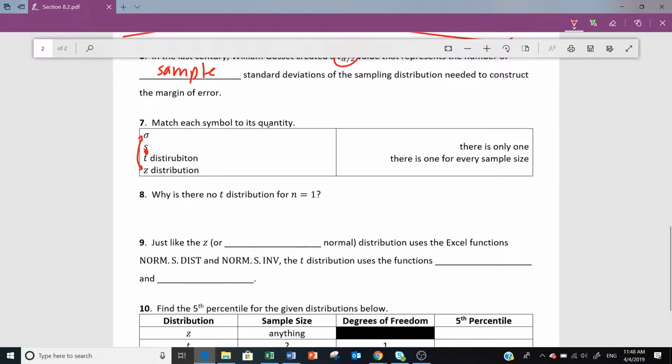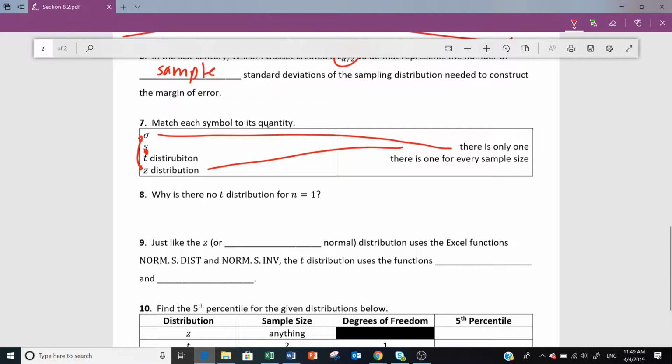Okay, so let's take a vote. With sigma and Z, there is how many? Okay, I'm giving away the answers. There's only one. Why is that? Good. How many populations are there? One. Very good. What about samples? How many samples are there? Good. Did I say there's one for every sample size?